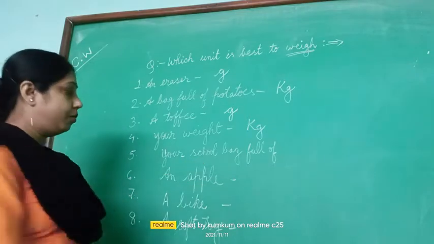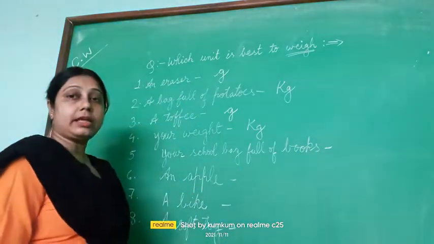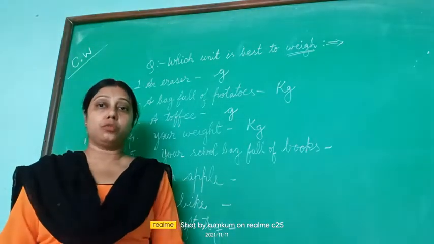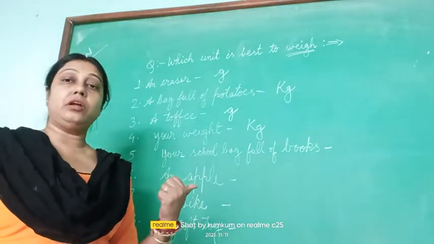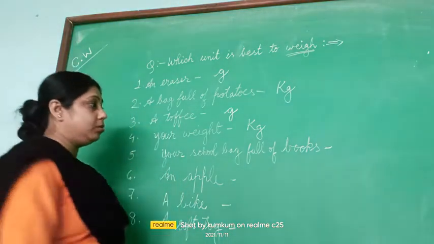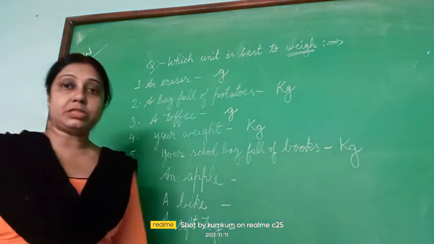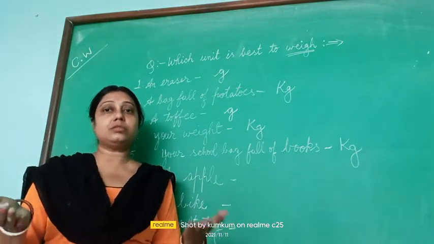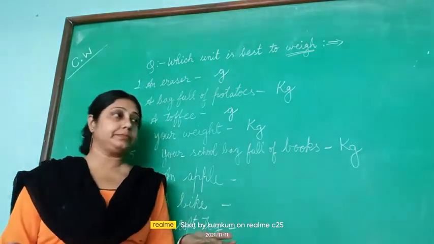Your school bag full of books, not the empty school bag. Your school bag is full of your books. So will it be measured in kg or gram? Obviously your bag is full of books, so it will be heavier. So it will be measured in kilogram, that means kg. And suppose your school bag is empty. You can hold it nicely, easily. See, it is so light. That means your empty school bag will be measured in gram.